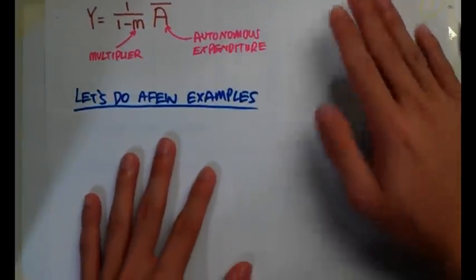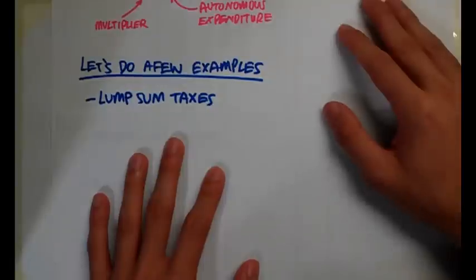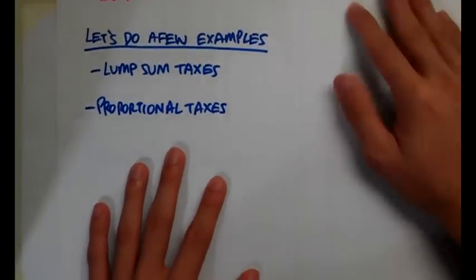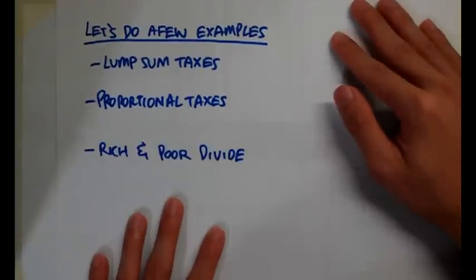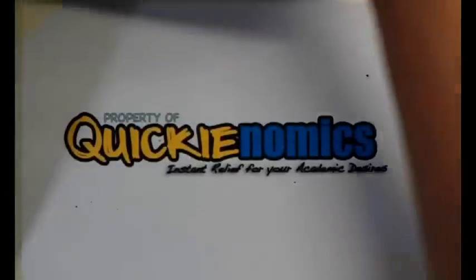Now, we'll be doing a few examples. The first example is when there are lump sum taxes. The second example is when there are proportional taxes. And the third example is going to be when there is a rich and poor divide in the economy.